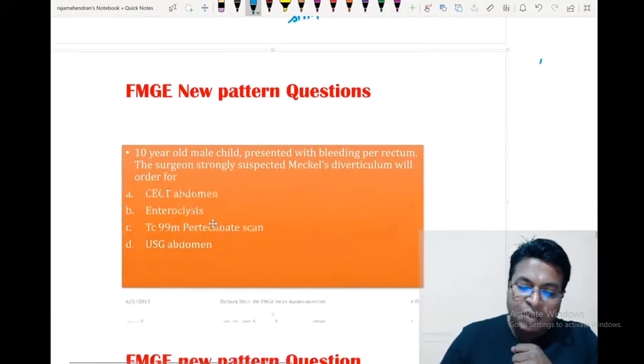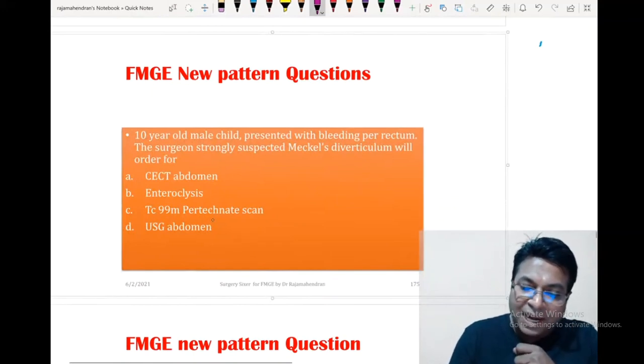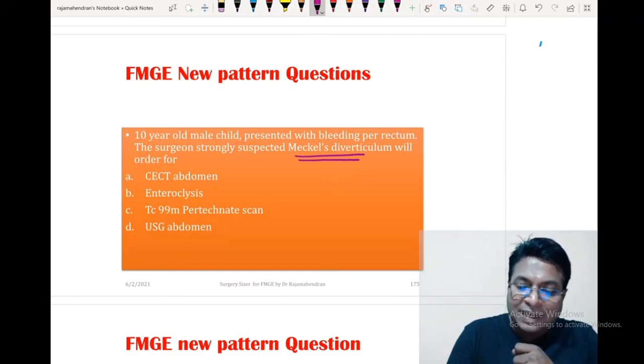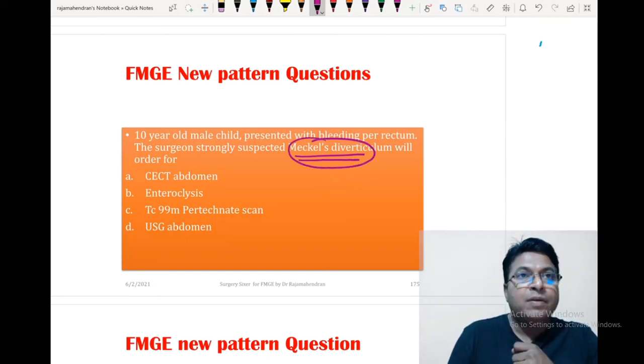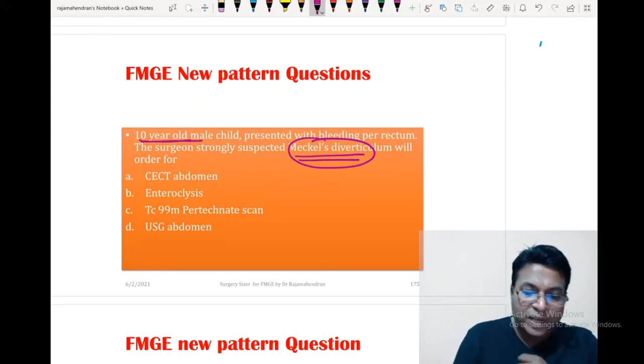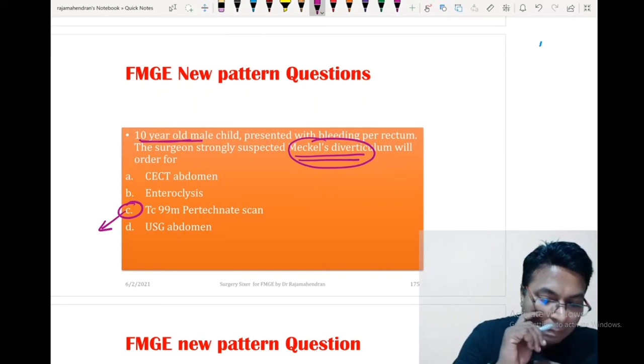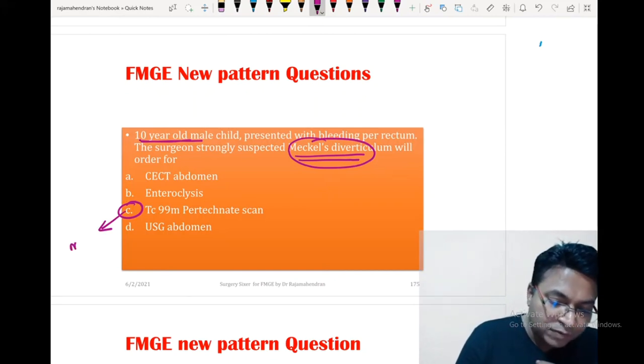So the next question: a 10-year-old male child presented with bleeding per rectum, strongly suspected Meckel's. So Meckel's diverticulum, what is the investigation of choice in a child? This is a straightforward question. Very good, excellent. Most of you have answered it correctly. It is the technetium 99m pertechnetate scan that is the investigation of choice for Meckel's diverticulum.